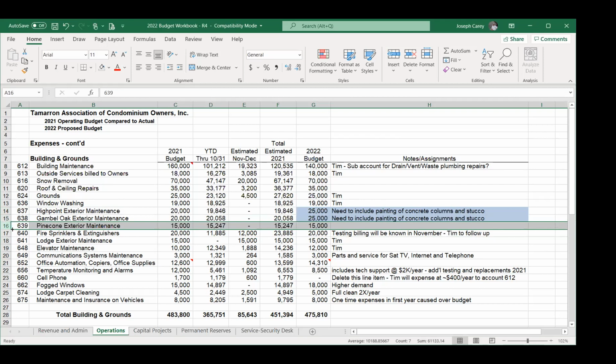All right, so Pinecone and the Lodge are good. Fire sprinklers and extinguishers. Tim, where are we at with that? Are we okay? Yeah, we're saying we're good with the 20.